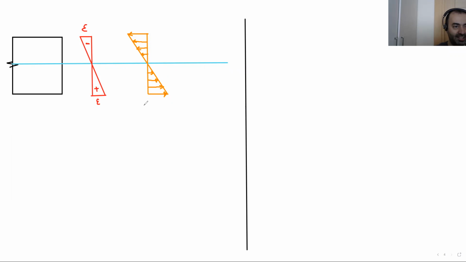Remember, when we squeeze something, it's compression. When we stretch it, this is tension. So here we have the stress distribution, and this side is the tension side. By the way, this is under the positive moment, which I'm going to draw here. This is M.